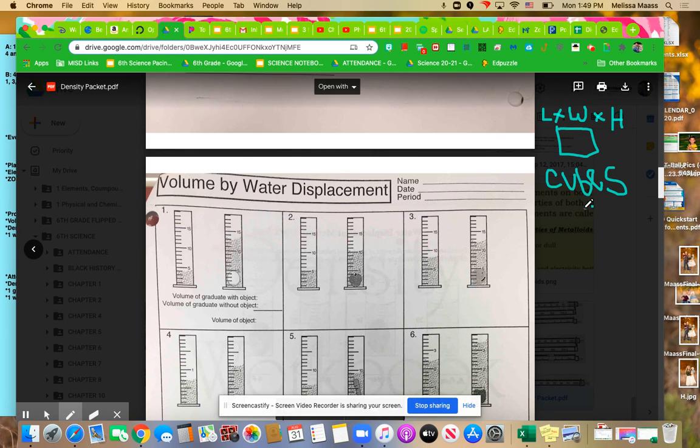Now, your answer: typically in 6th grade we use centimeters. I mean, you might have an instance where we use meters, but typically it's going to be centimeters. And since we're multiplying together length, width, and height, you're going to have a 3. So you'll have your answer, and then you'll have cm³ behind it. So that's how you find volume of a regular object, of a perfect solid, like a cube.